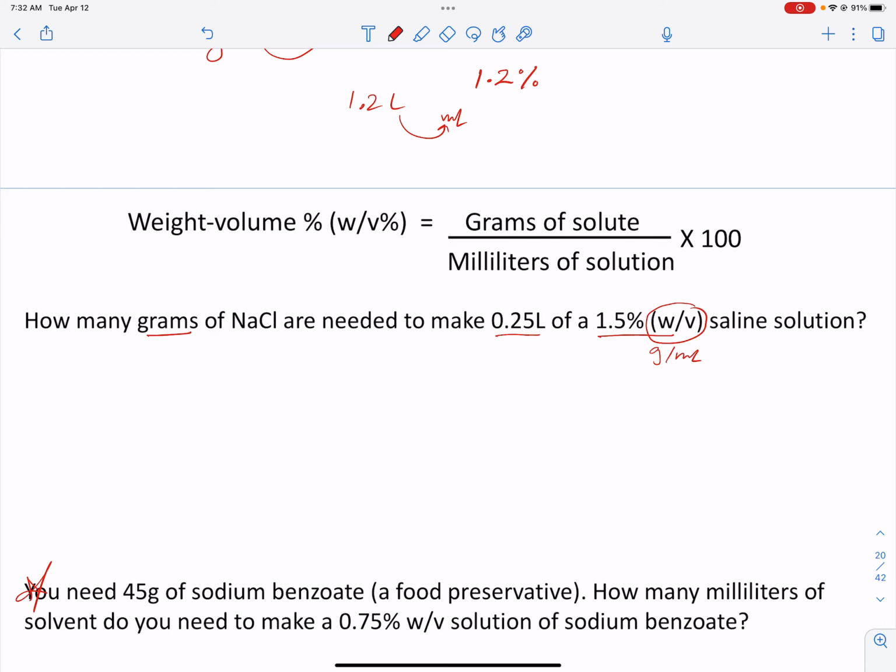Okay, so we want to go ahead and plug in 1.5% equals grams. This is the part we're looking for, so I'm going to put a little question mark here, per milliliter of solution. And this is our volume, so we need to convert that before we just plug it in. So I'm going to take 0.25 liters, and I'm going to move it down so that I have space.